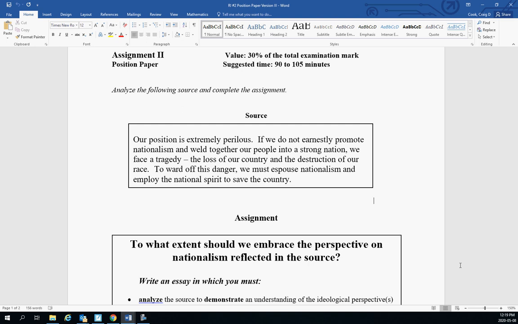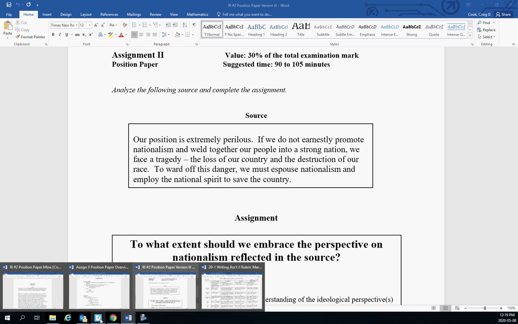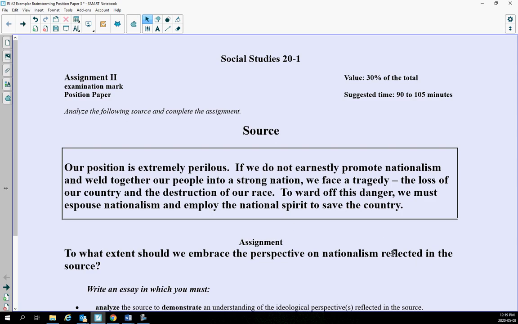A lot going on in that source. I'm sure we'd all agree. So what you're going to have to do is highlight, interpret, and figure out what that source is really saying. Let's go to this now. So there again is your source, and I wanted to do this on the smartboard so I can interact with you a bit and get you off to a good start.